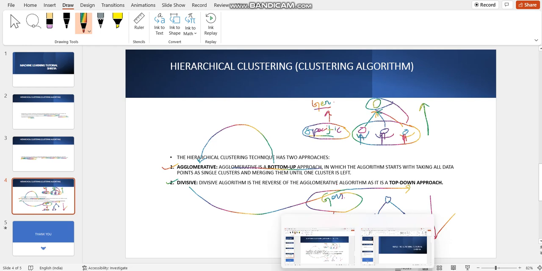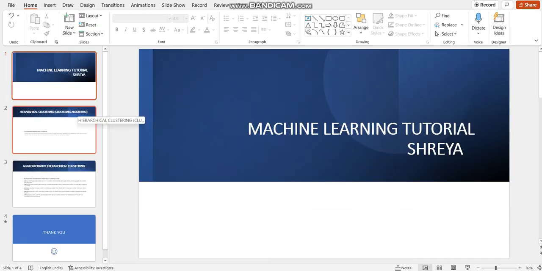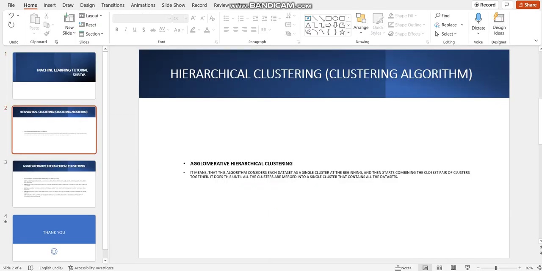Now moving forward, we will see in detail about agglomerative hierarchical clustering. It means that this algorithm considers each data point as a single cluster at the beginning and then starts combining the closest pairs of clusters together. It does this until all the clusters are merged into a single cluster that contains all the data points. So this is the basic concept behind agglomerative hierarchical clustering.